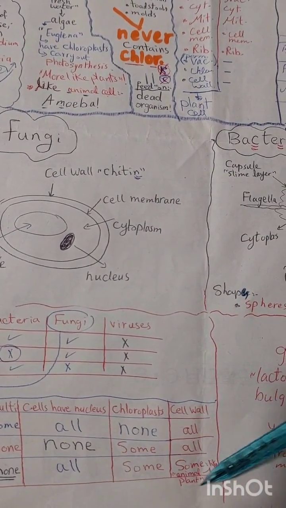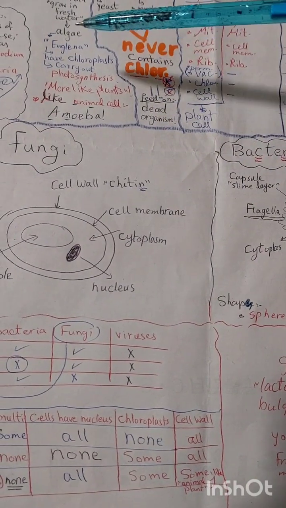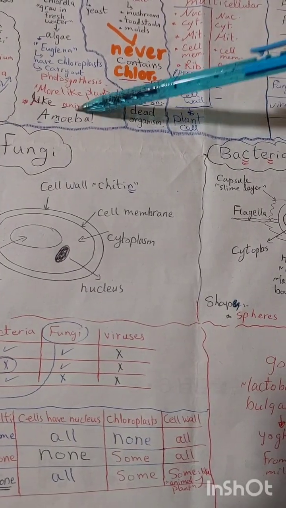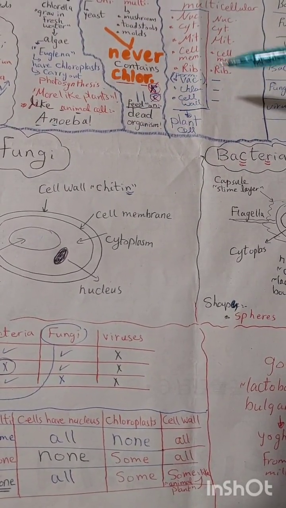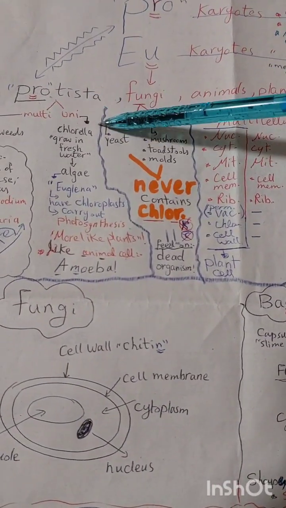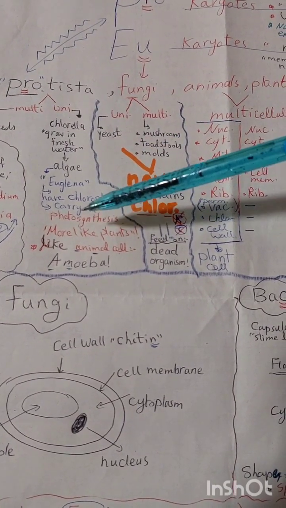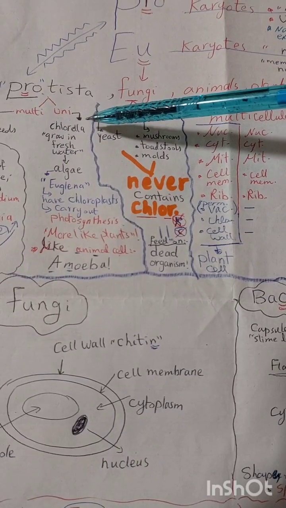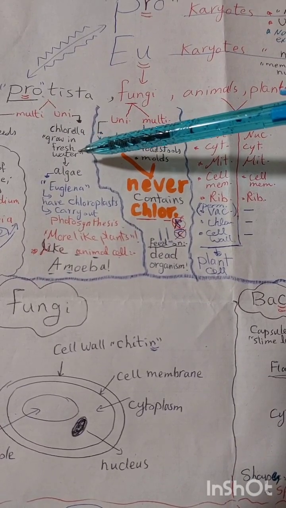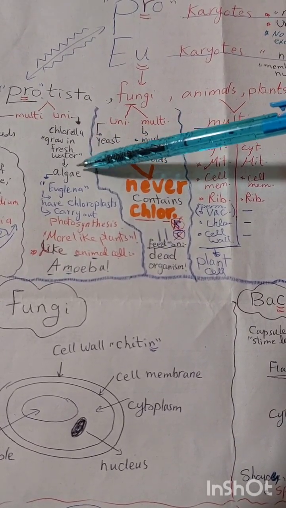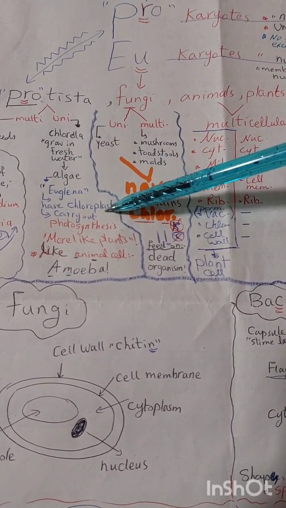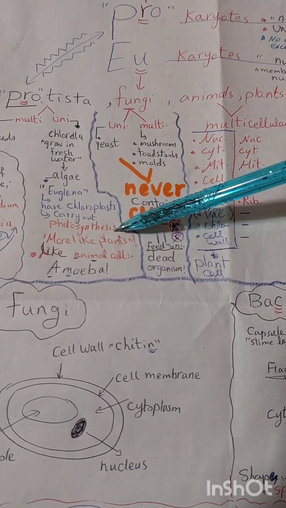some. You will write some, not all, because there are cells that are more like plant, okay, and cells that are like animal cells, and animal cells don't contain cell wall. Okay, so you will write here some. So for unicellular protista, we'll speak about cells that are more like plant, like chlorella, and it grows in fresh water, and it's a kind of algae. Also, we will speak about euglena, and euglena has chloroplast and carries out photosynthesis.